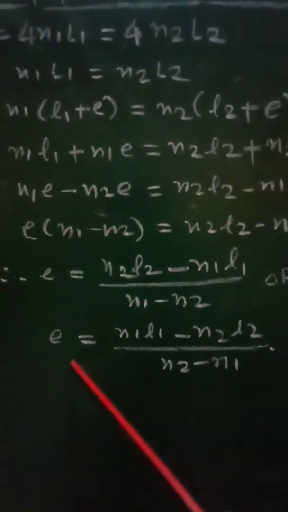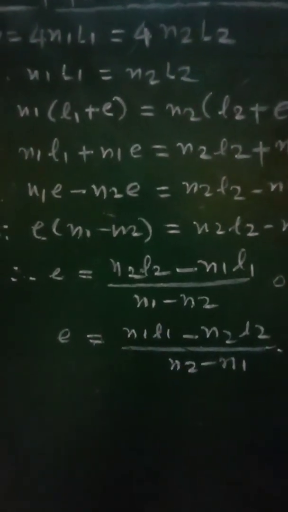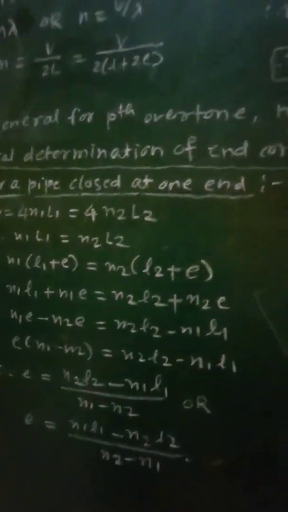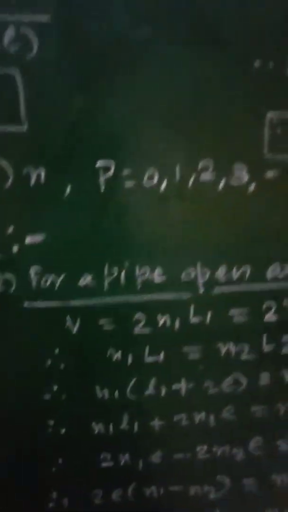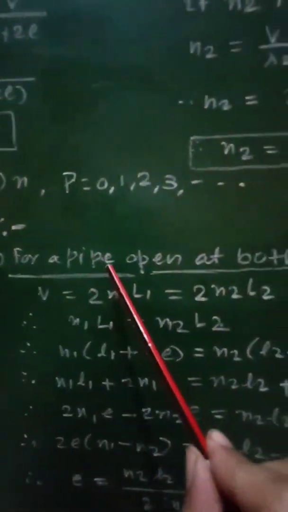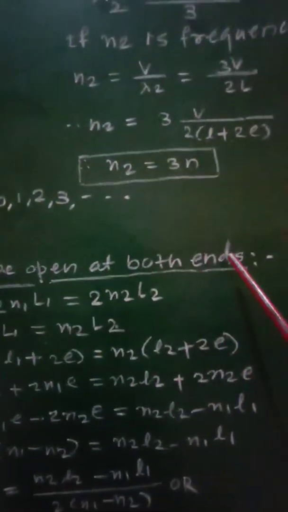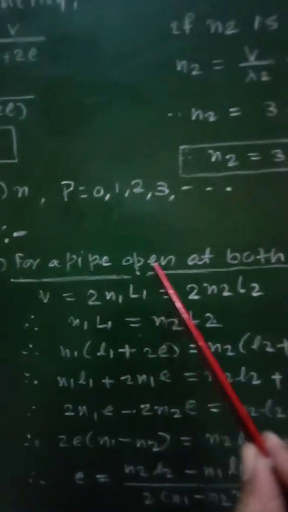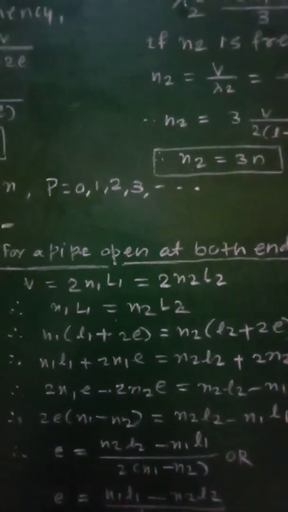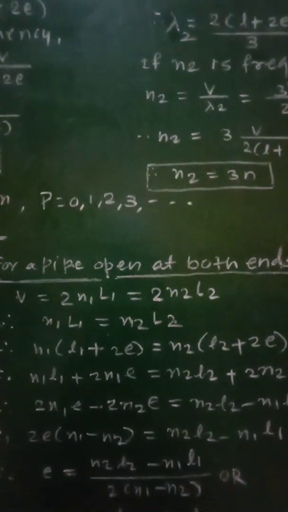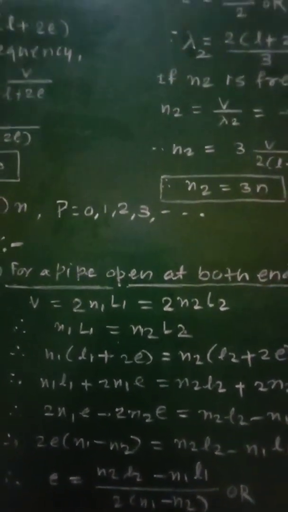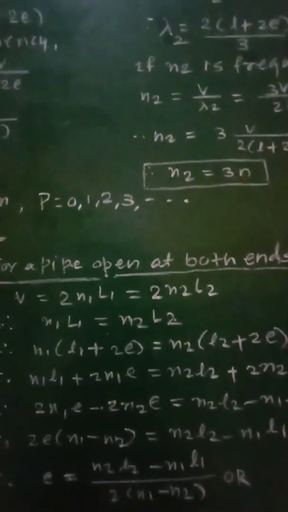So these two equations will give us the end correction in case of a pipe closed at one end. And now let us see the second case, for a pipe open at both ends. If that pipe is open at both ends, then end correction is 2e.